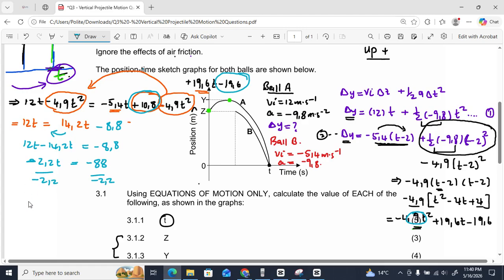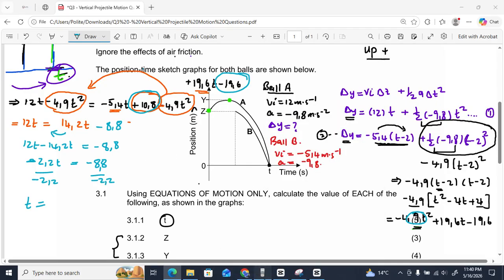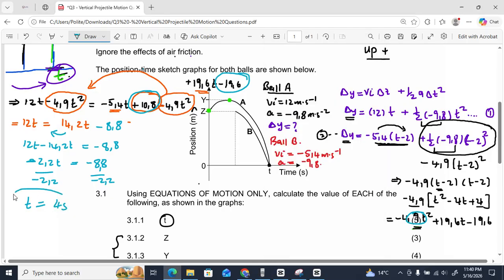So when you cancel this side, t is equal to negative 8.8 divided by negative 2.2. We take negative 8.8 and divide that by negative 2.2. This gives us 4. Therefore, t is 4 seconds.